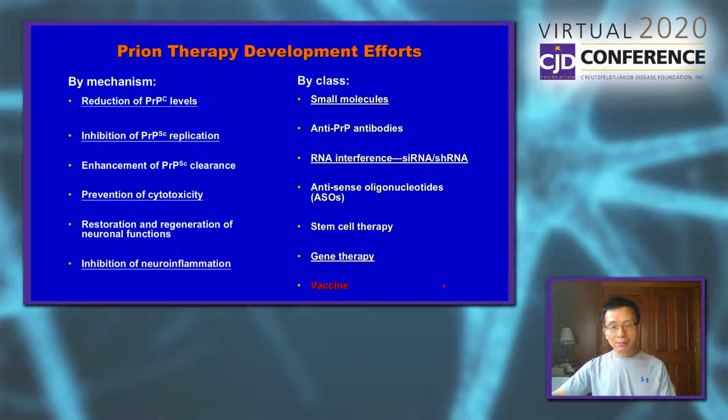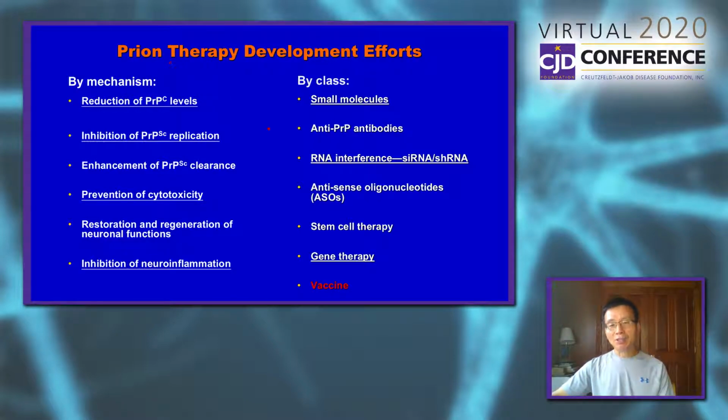So the efforts to develop a therapy against prions can target different aspects of prion replication, clearance, or pathogenesis. Basically, it can try to reduce the cellular PrP level, which is the PrP substrate and also the receptor for toxicity. Second, it can try to inhibit the prion agent PrPSc replication. It can also try to enhance the clearance of the PrPSc, or prevent toxicity presented by the toxic molecules during prion pathogenesis. It also can try to restore or regenerate the loss of neurons or neuronal functions. And finally, it can try to inhibit neuroinflammation that has been shown to be important in prion disease pathogenesis.